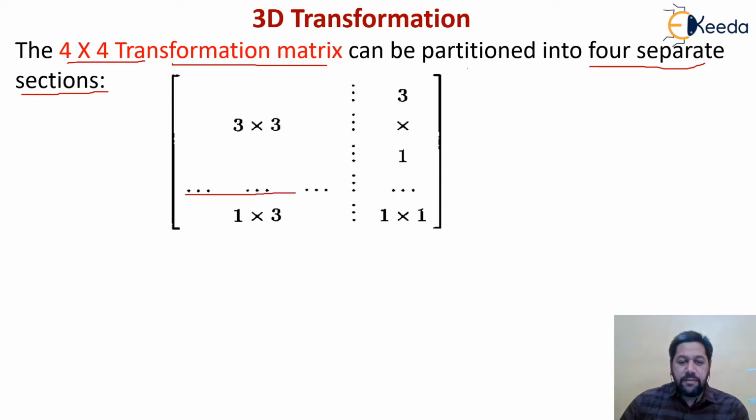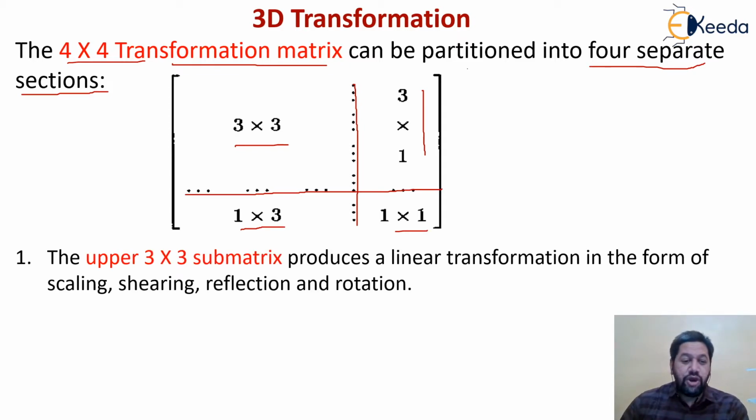This is my first one, which I showed in the previous slide. So this is my 3 by 3 transformation matrix. Here I get a 1 by 3. This is my 3 by 1 and this is my 1 by 1. Now what is the spatial understanding of this? What type of transformation does each submatrix represent? To understand this, let me continue with our discussion here.